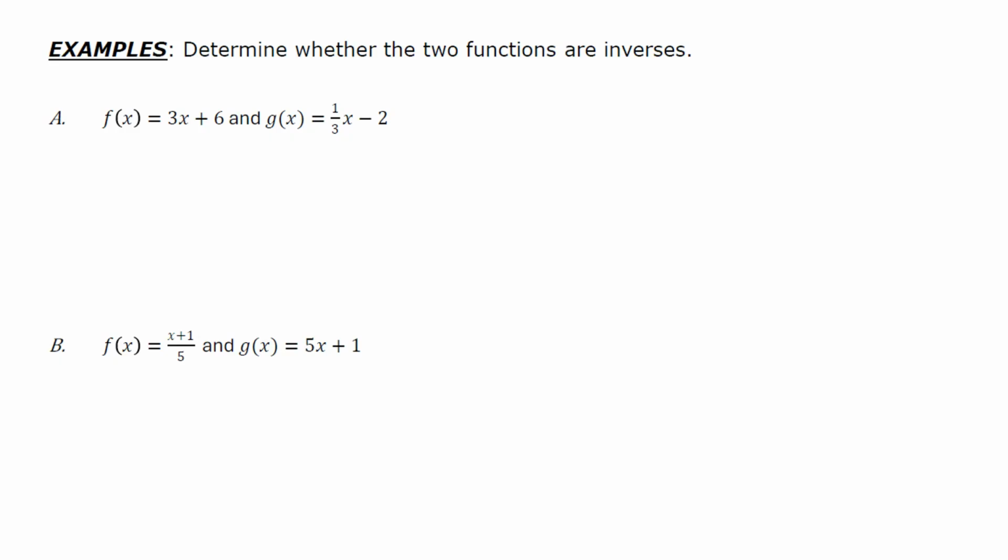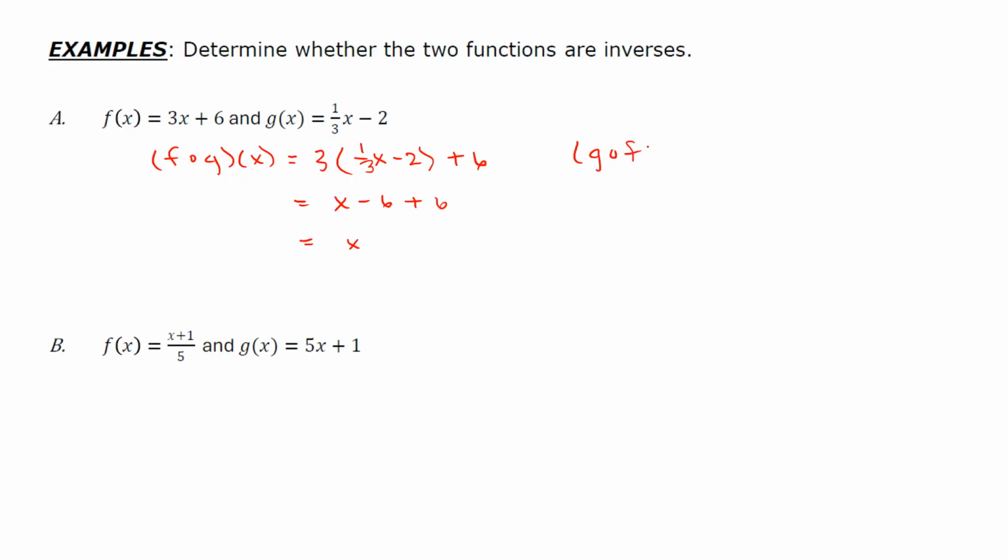Okay. So we're going to determine whether the two functions are inverses of each other. All right. So we're going to take first f composition g of x. So that's going to be 3 times, and then we'll plug in g of x into f, and then plus 6. We'll distribute that 3, so we'll get x minus 6 plus 6. The 6's cancel, leaving us with just x.